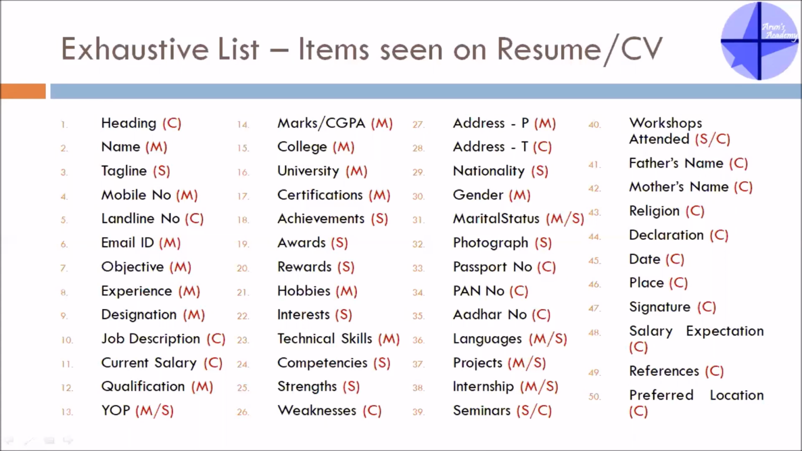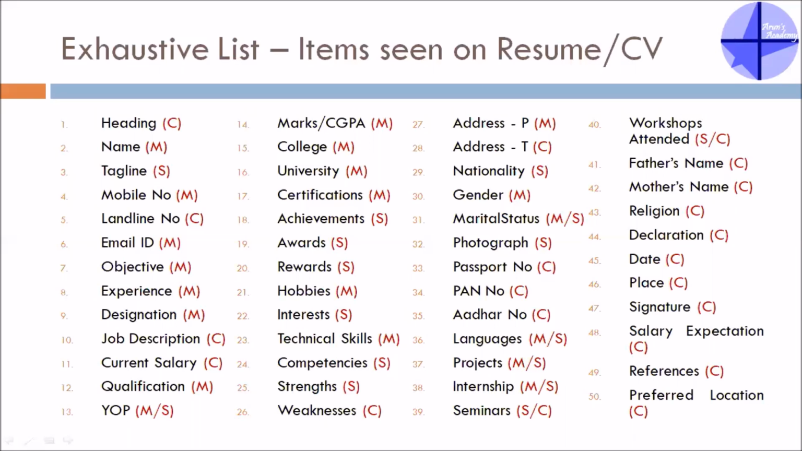Examples are tagline, strengths, nationality, etc. Some items which are duplicates, like awards and achievements, are also put as S. Items with C are not at all required and can be removed from the list. Examples are declaration, PAN number, weaknesses, expected salary, etc.